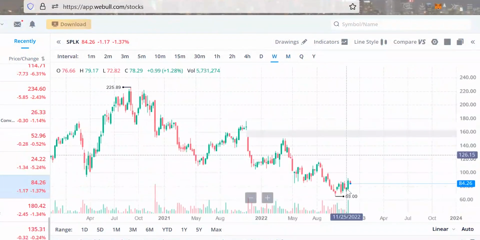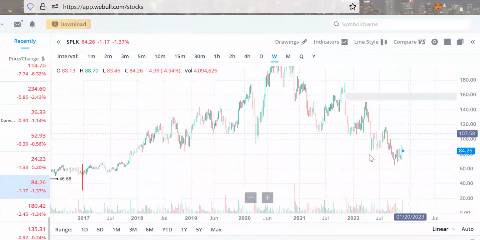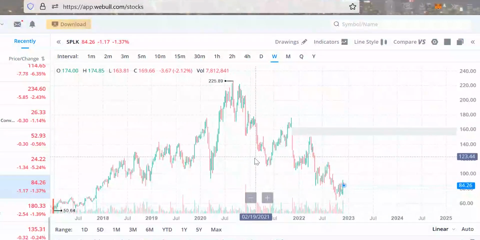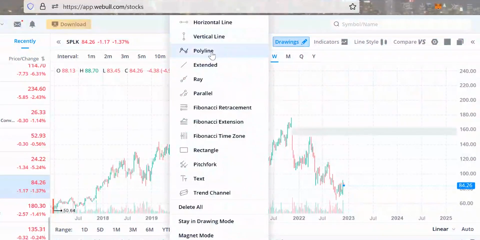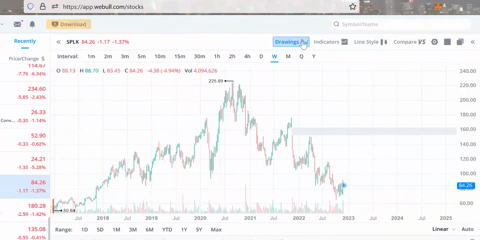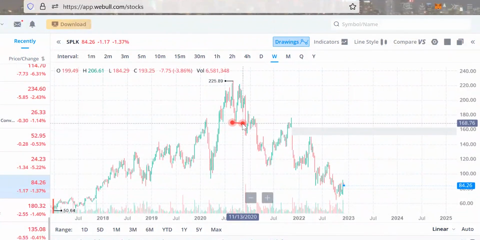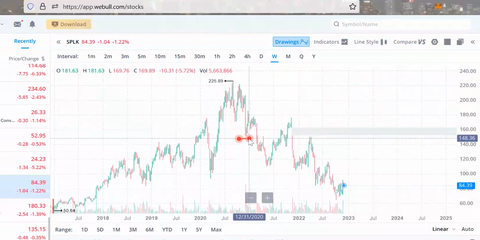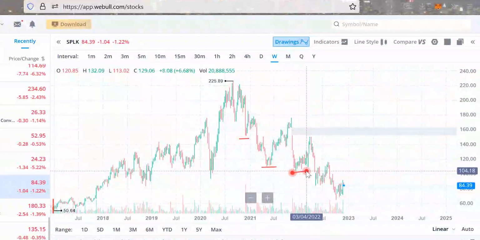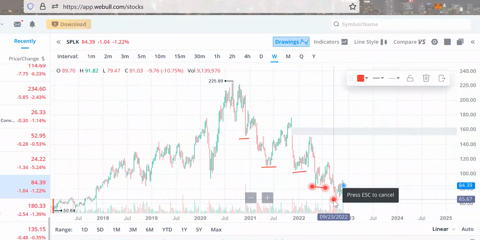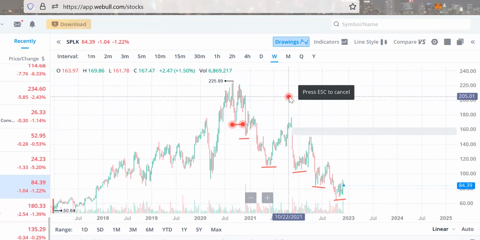So let's go on the weekly. We understand it broke structure, broke structure, broke structure, broke structure. So about 8 times it broke structure, right? So let me make sure the drawing is locked. Stay in drawing mode. We broke structure once. We got that once, twice, 3 times, 4 times. You guys see that? 5 times, 6 times.